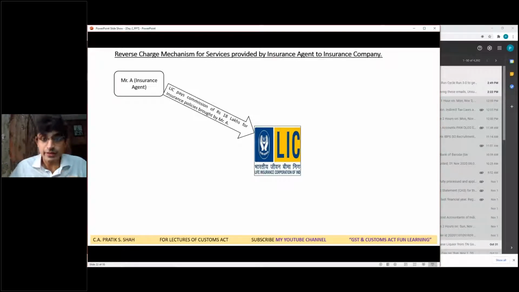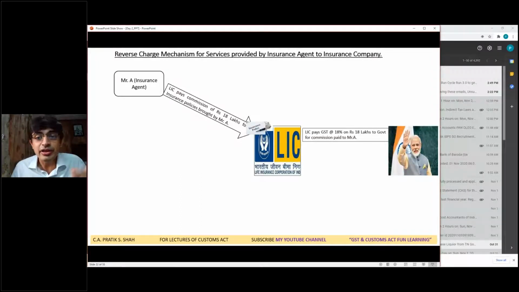So who is the service provider? Mr. A, I brought the policy. Who is the service receiver? LIC, it receives services, and LIC paid commission to me. Whatever commission LIC pays to me, on that, the receiver shall pay GST under reverse charge mechanism. Okay, why? Because there are crores of LIC agents, but the company is only one. So that's why it is on the recipient. That recipient shall pay GST under reverse charge mechanism.